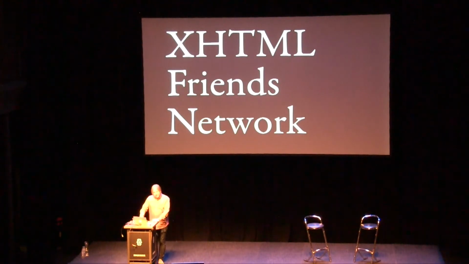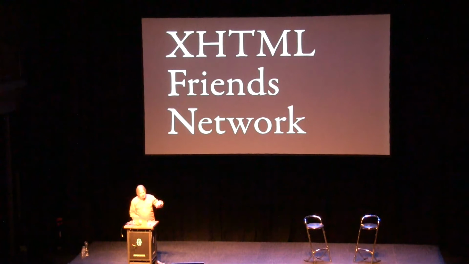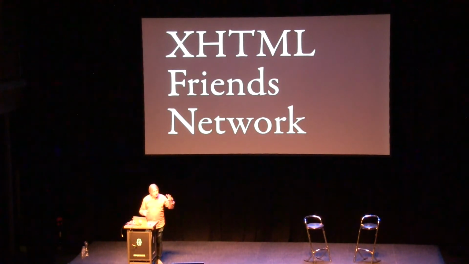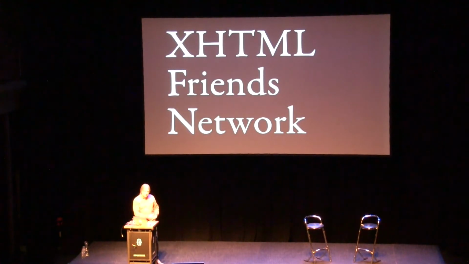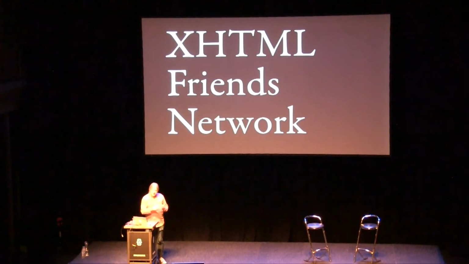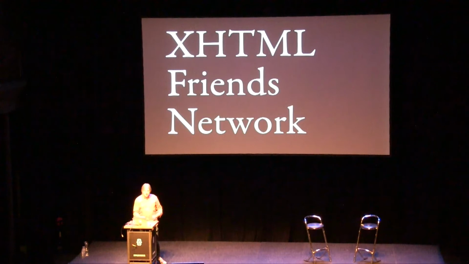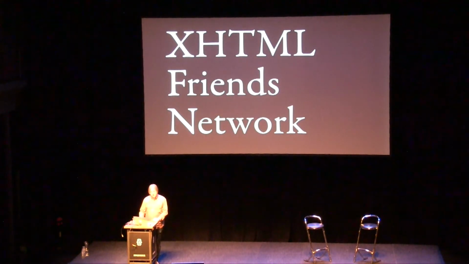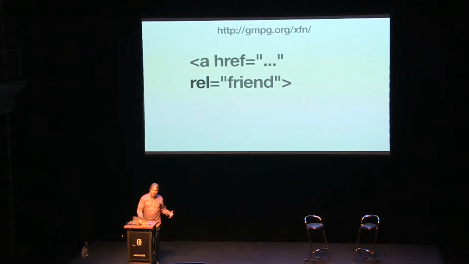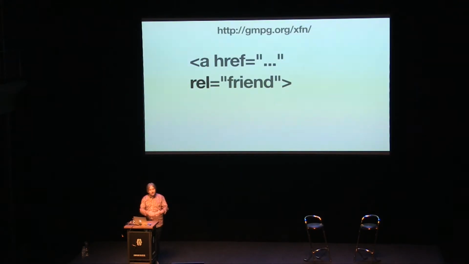XFN built on existing behavior. Bloggers would often have a list of links in their sidebar pointing to other bloggers they had some kind of relationship with. If you assume that a URL can represent a person, then the rel attribute is perfect for encoding that relationship information. I can link to a friend's website and say that the person represented by the linked resource has a relationship of being a friend to the person represented by the current resource, me.